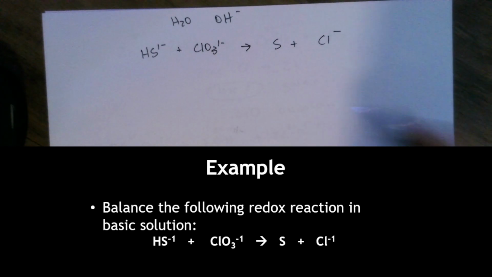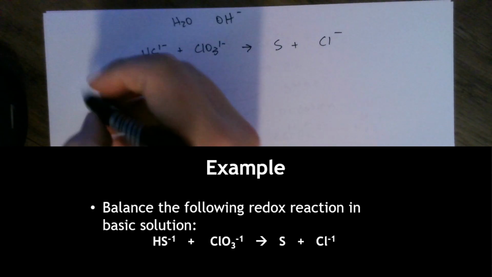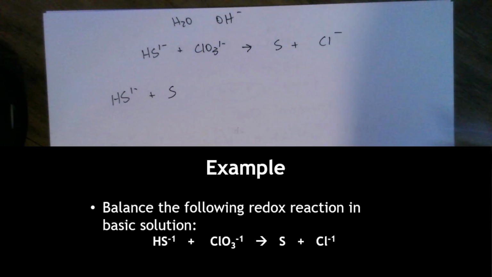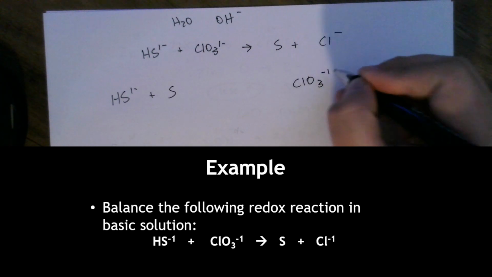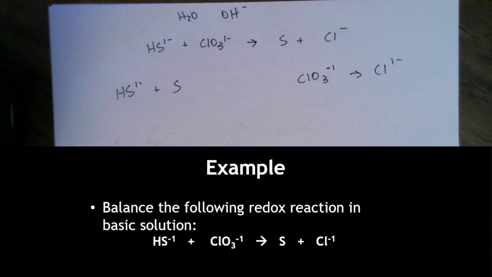Now I need to balance it. Split it into half reactions. The HS and the S will go together. The chlorate and the chlorine will go together. Balance each one separately.